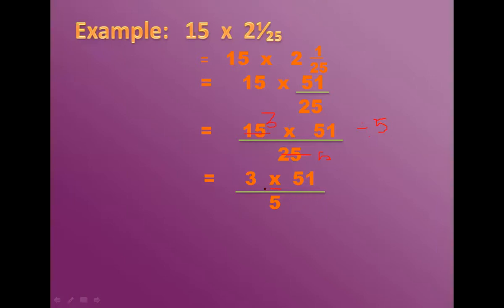So what you will do, you will simply go through the multiplication. You will simply multiply 3 by 51. So 3 multiplied by 1 is 3, 3 multiplied by 5 is 15. So 51 multiplied by 3 is 153. And here you have 5. Okay, here you have 5 again. So I think this is a stop.